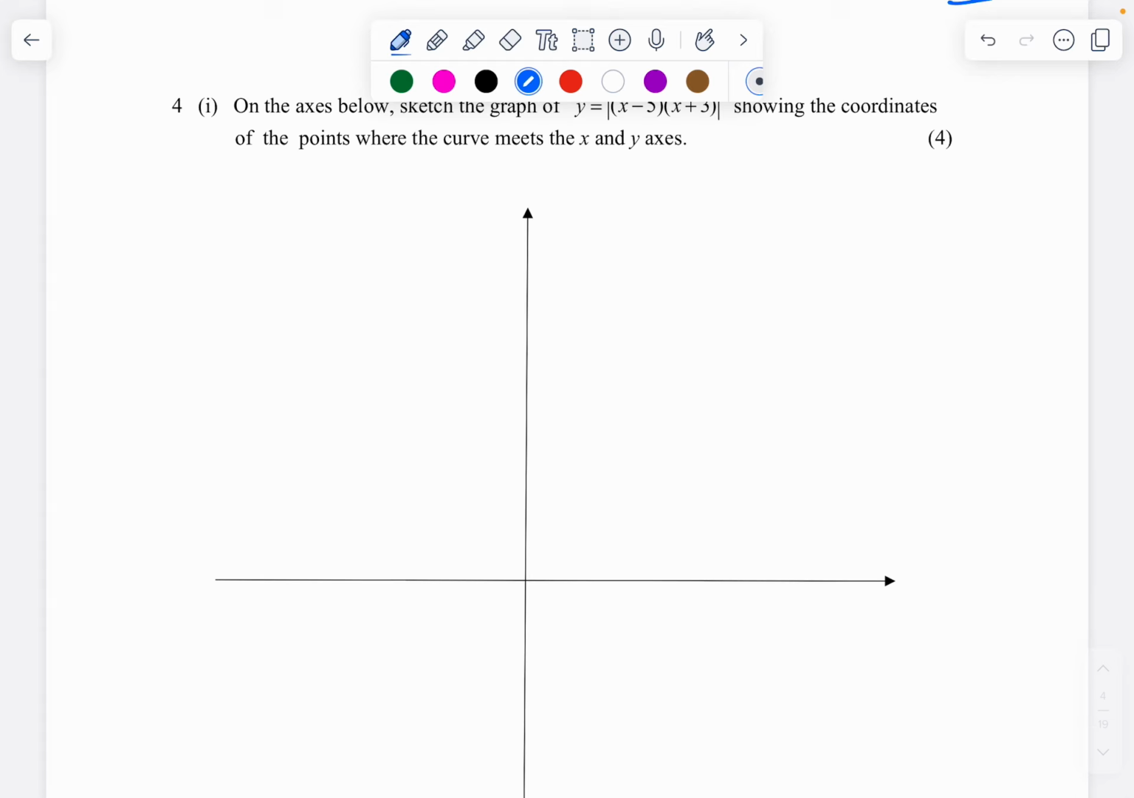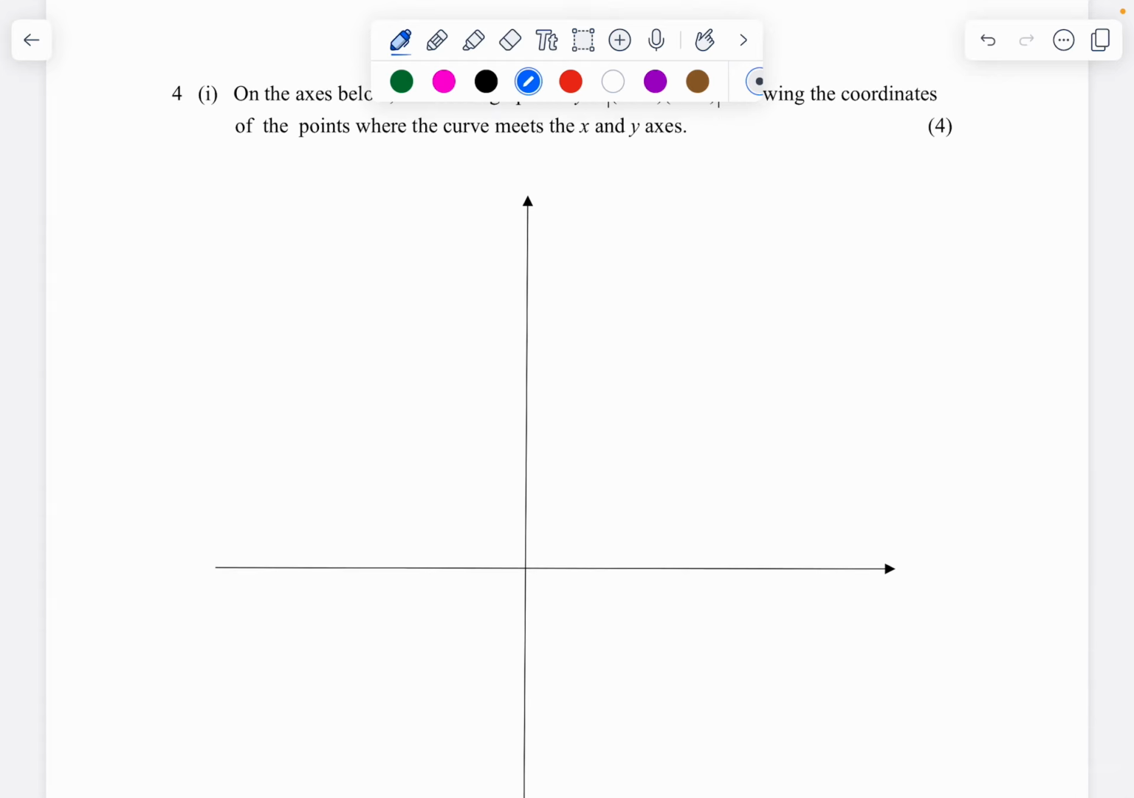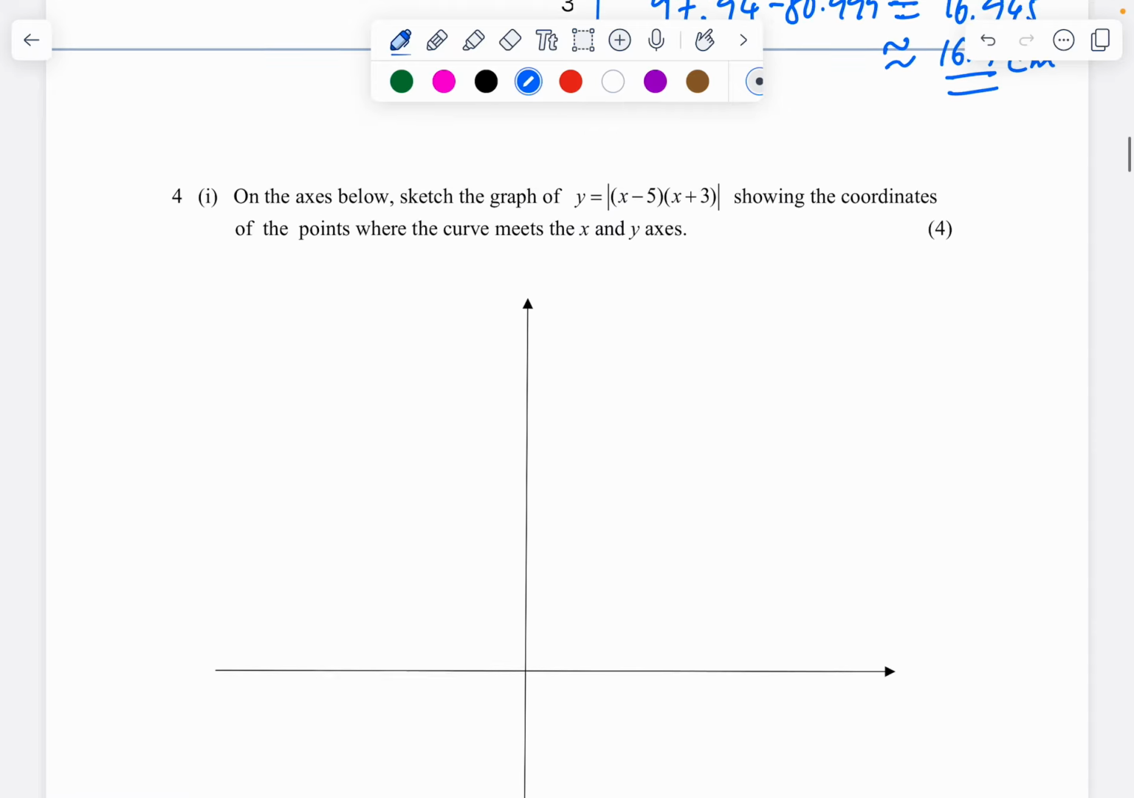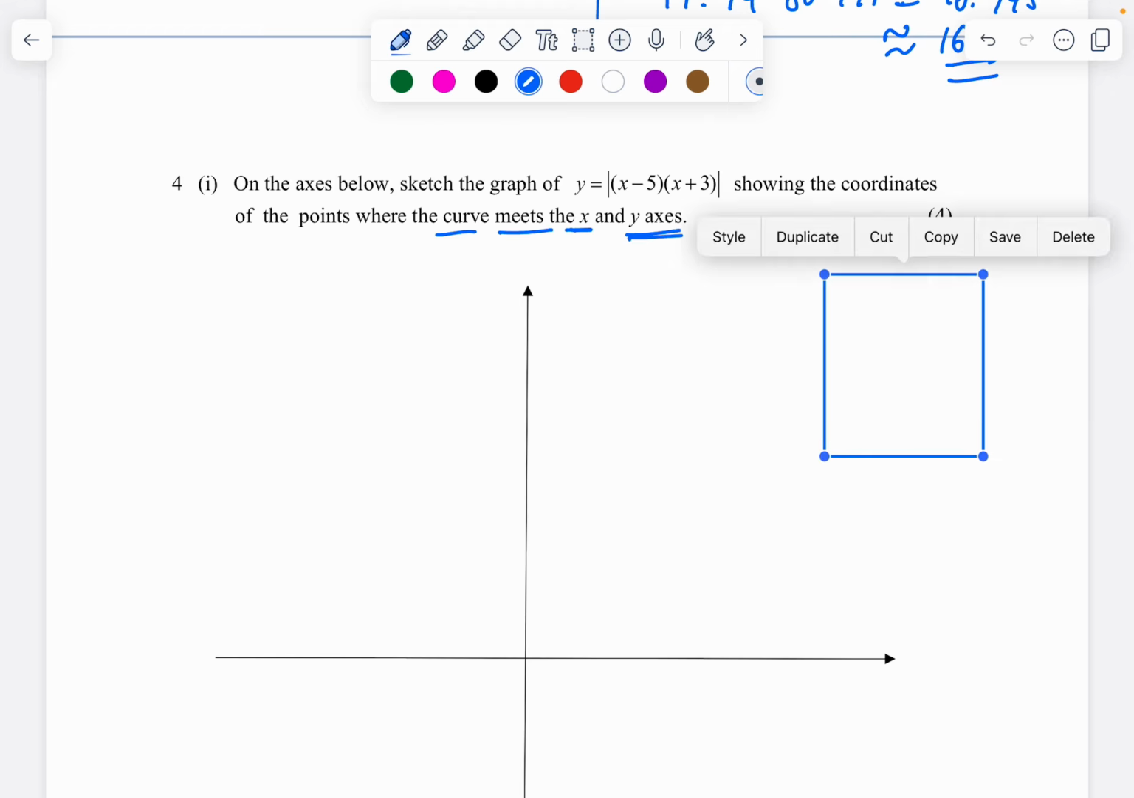Then I will go to the next question. On the axis below, sketch the graph y equals modulus of (x minus 5) times (x plus 3), showing the coordinates of the points where the curve meets the x-axis and the y-axis. So basically, I need to find the x-intercept and the y-intercept.